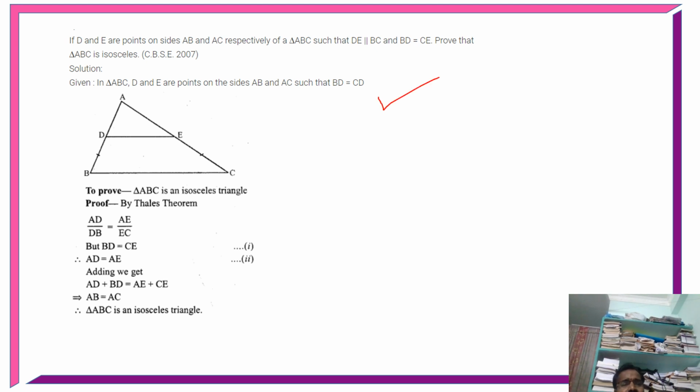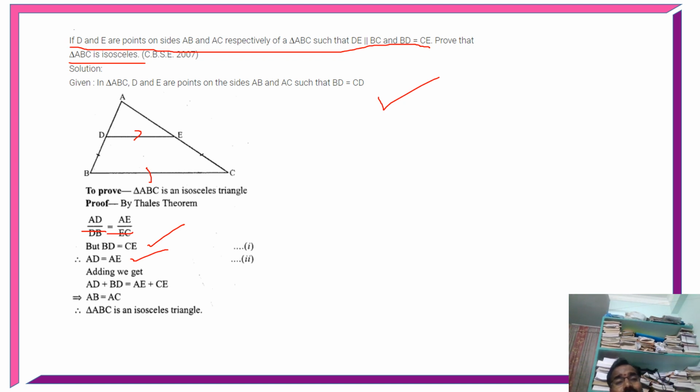So, given and RTP, please write. Write whatever is given and what is to be proved. Children, it is very easy to get marks here. RTP: isosceles triangle means AB equals AC. We prove it by Thales theorem. Since DE is parallel to BC, by Thales theorem AD by DB equals AE by EC. But it is given that BD and CE are equal, so we can cancel these two directly because they are equal. So AD equals AE.